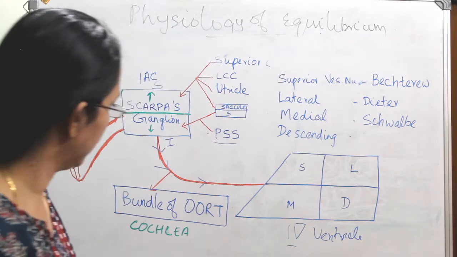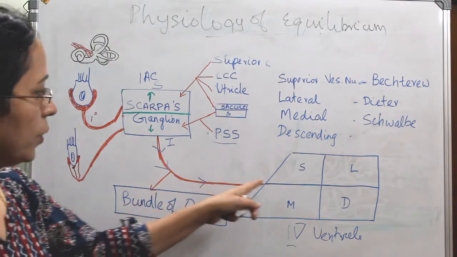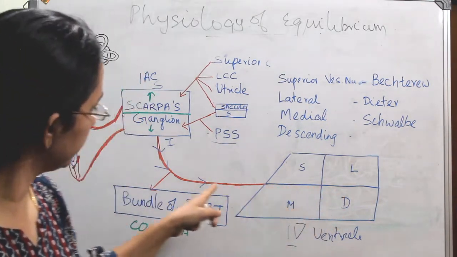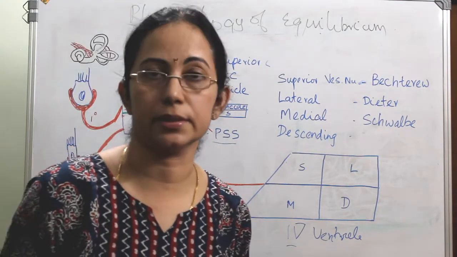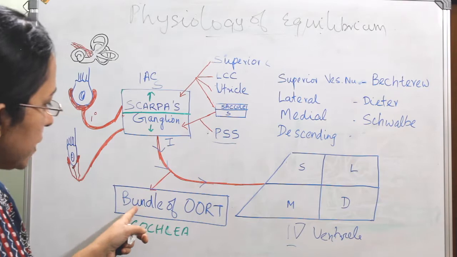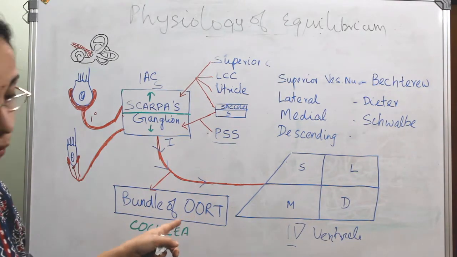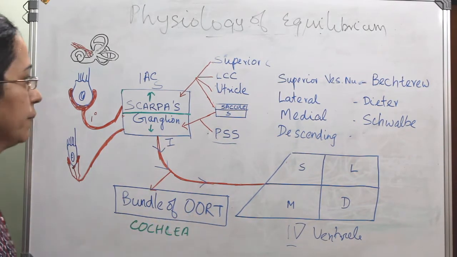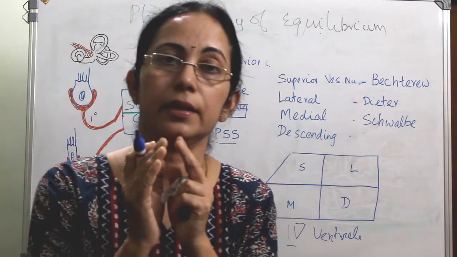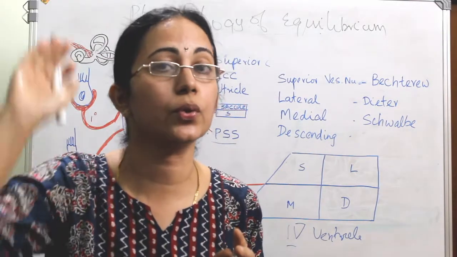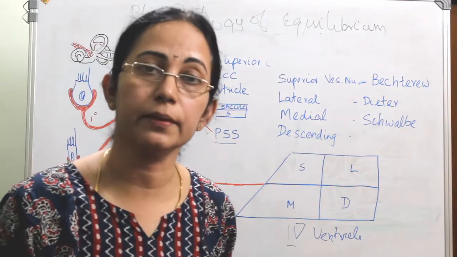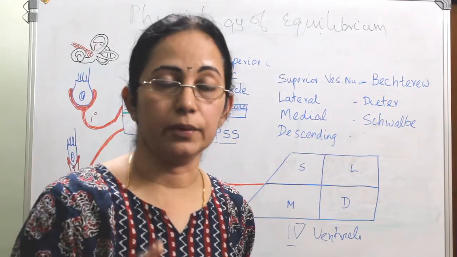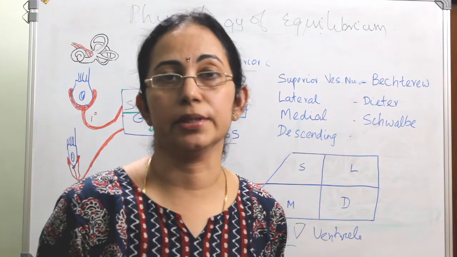Okay. So before going to the vestibular nuclei, some efferent fibers to the cochlea will leave that tract, and these fibers are called the bundle of Oort, O-O-R-T. This you have to remember. So from the Scarpa's ganglion, these fibers will go to the floor of the fourth ventricle. There is situated the vestibular nuclei, and at the pontomedullary junction.